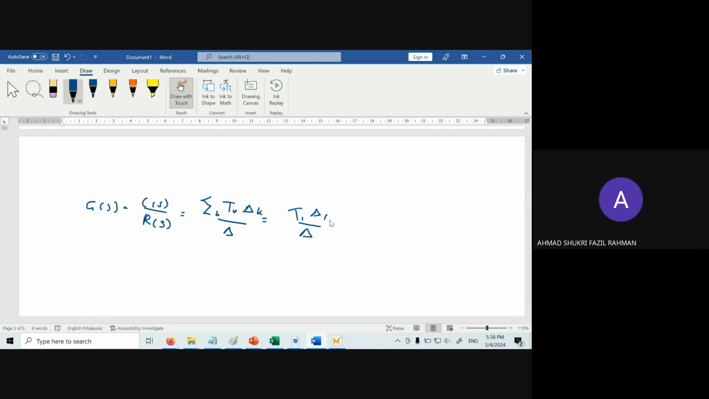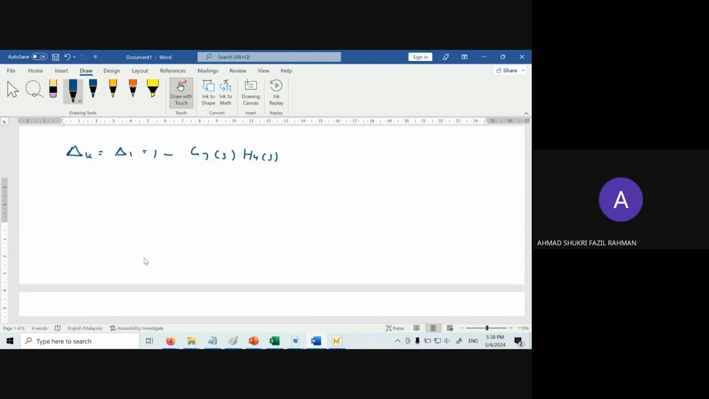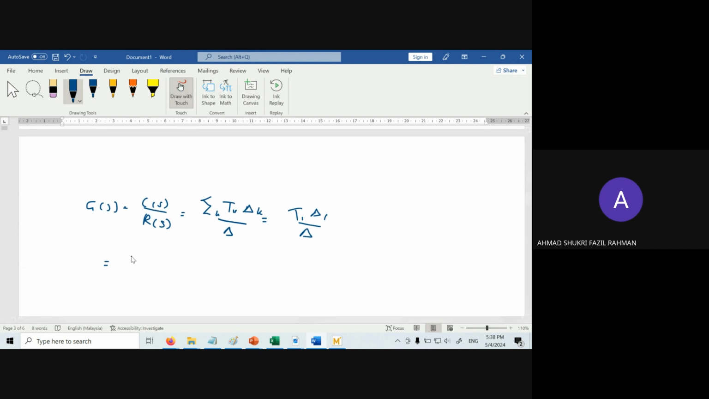If you have more, for example, you need to add up T2 delta 2, T3 delta 3 and so on up to the final, but for our case we only manage to find up to 1, so this is the value delta 1. So we go back, and this is the tedious part: you need to rearrange delta 1. T1 is actually this one, so you go back and copy this is G1.